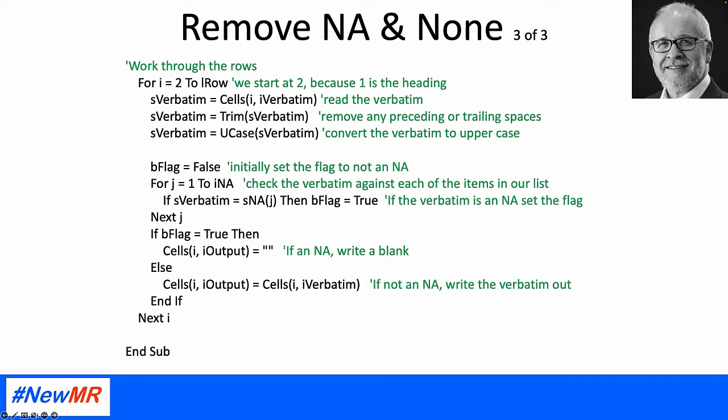It's called a for loop, for every single row in the data, starting at row 2, because row 1 is only the heading. We read the verbatim, we trim it, which means we take the space off the front and the back if there were any spaces. We turn it into uppercase, which is how we can work with it in a much simpler way. And we set the flag to say this is not an NA. And then for each of the codes we're checking for, in this particular case it's just 2 of them, is it NA? Is it non? If it is either of those, then we set the flag to say this is an NA. And we then decide what we're going to output.